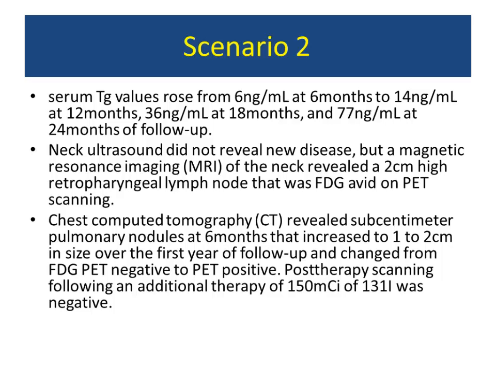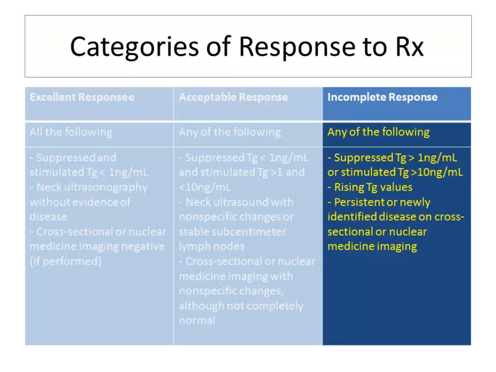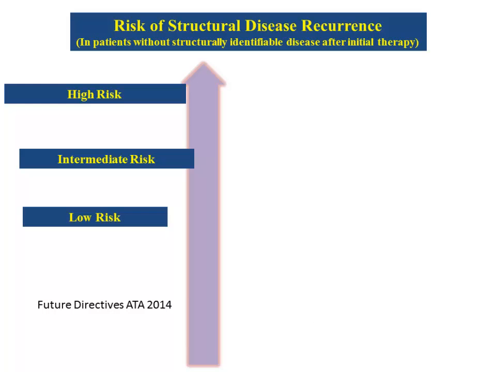Chest computed tomography revealed a sub-centimeter pulmonary nodule at 6 months that increased to 1 to 2 centimeters in size over the first year of follow-up and changed from FDG PET negative to PET positive. Post-therapy scanning following an additional therapy of 150 millicuries was negative. So based on this, obviously this patient would now be classified as an incomplete response to therapy, and her risk of having recurrent or persistent disease goes very high, in the 80 to 90% range over the upcoming few years.